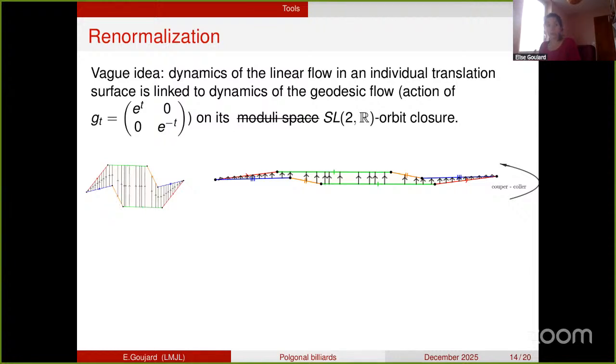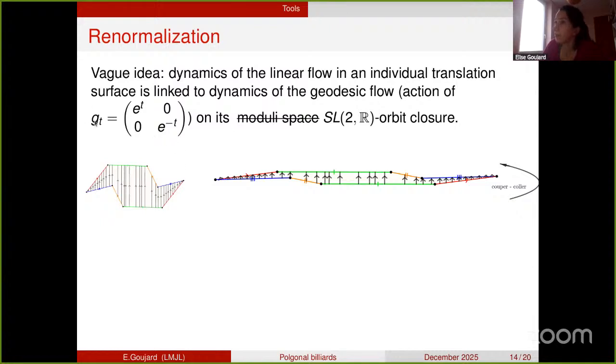If you look at the action of g_t, the geodesic flow, what it does is that it takes the horizontal direction and stretches it, okay? And the vertical direction is squeezed. So actually, after applying this geodesic flow, maybe you get a very short vertical trajectory. But the surface looks very different.